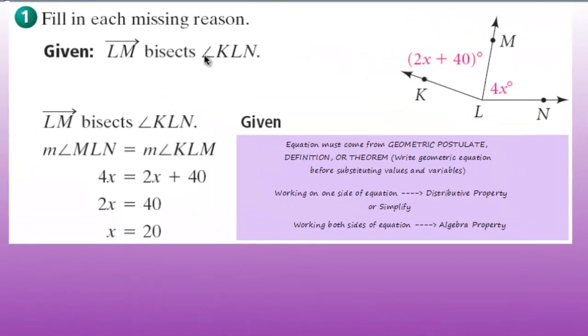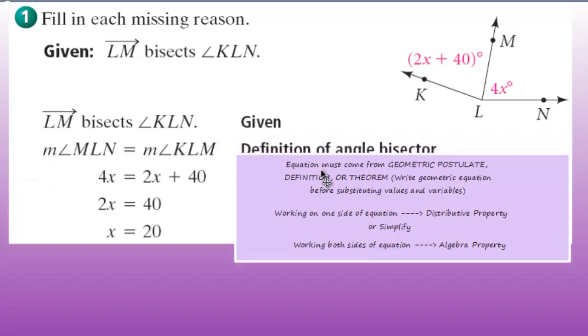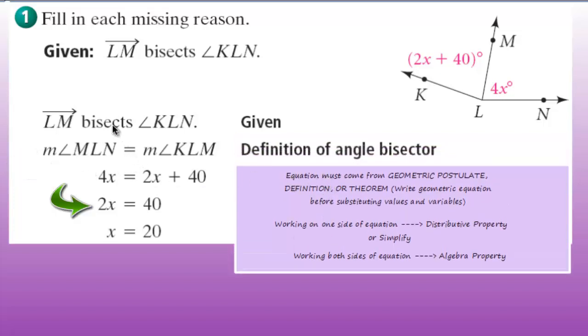So we're given LM bisects KLN, so that's a given. So now how do we get this is equal to this? Well, we get that because we know this. So this is because that's the definition of a bisector. What is a bisector? It cuts things in equal parts, which means these are equal parts.